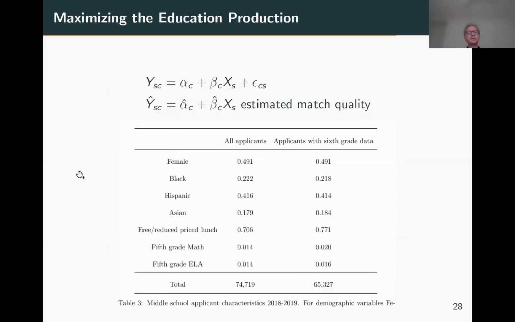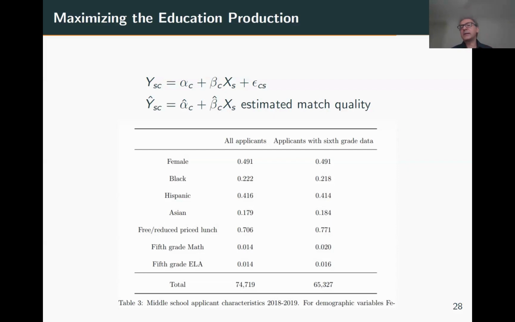The second application is maximizing the education production function. What do I mean by that? I mean, some schools are actually better at training low achievers. Some schools are better at training Hispanic kids. Some schools are better at training some other types of kids. So one size does not fit all. If that's the case, if there is a match quality in terms of training and achievement, how can I utilize that? Well, the first step should be we need to have a match quality in terms of educational achievement.